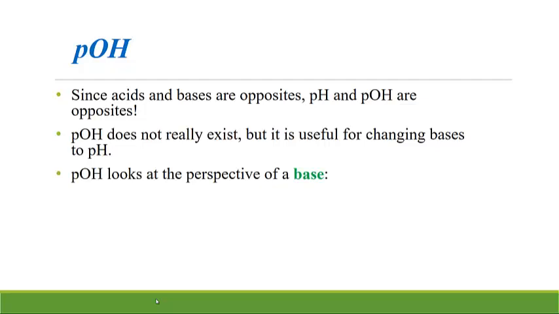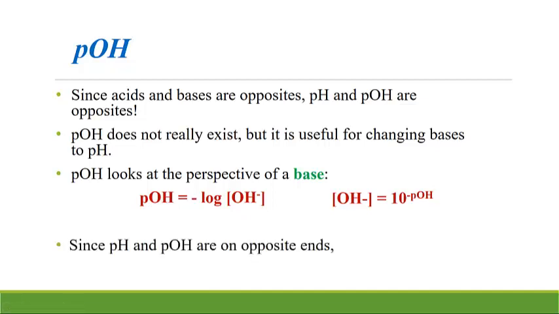So pOH looks at the perspective from the base side, not the acid side, and so it's the same basic calculations. pOH is the negative log of the hydroxide concentration. Or if we want to find the hydroxide concentration, we can just do the anti-log of this like we did earlier. And one extension we can make is that since pH and pOH are at opposite ends of the spectrum, they add together to equal 14. So pH plus pOH is equal to 14.